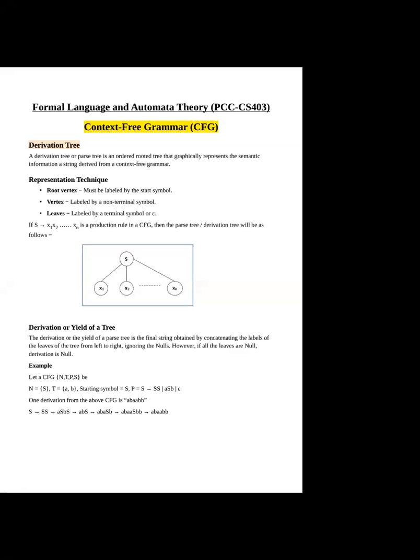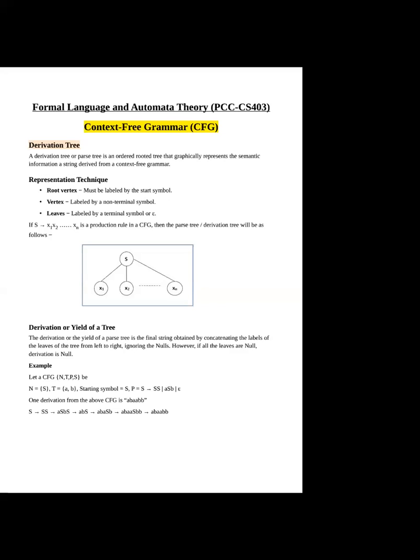So, context-free grammar. In our class, we discussed that according to Chomsky classification, there are four types of grammars: Type 0, Type 1, Type 2, and Type 3. Type 0 is phrase structure grammar, Type 1 is context-sensitive grammar, Type 2 is context-free grammar, and Type 3 is regular grammar. We already discussed many things about regular grammar. Today we'll discuss context-free grammar, that is Type 2.